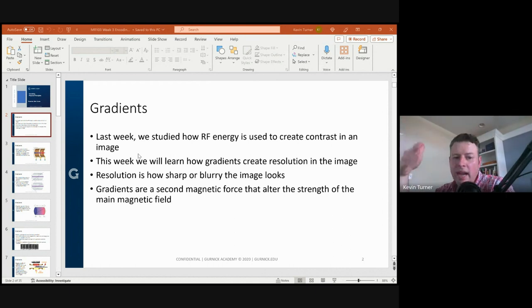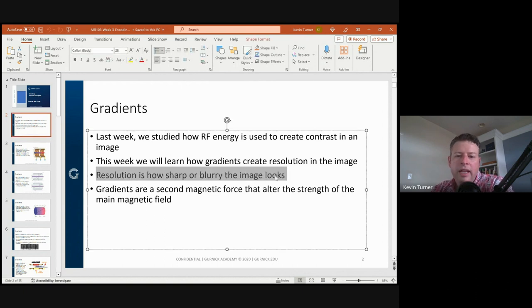Gradients are what you hear when the MRI machine is scanning. You're hearing the gradients turning on and then turning off. You're hearing them go dun, dun, dun, dun, dun, dun. That sound you're hearing is metal expanding and contracting as we push electricity through the MRI scanner, altering the magnetic field within the patient. So RF energy gives us contrast. Gradients give us resolution.